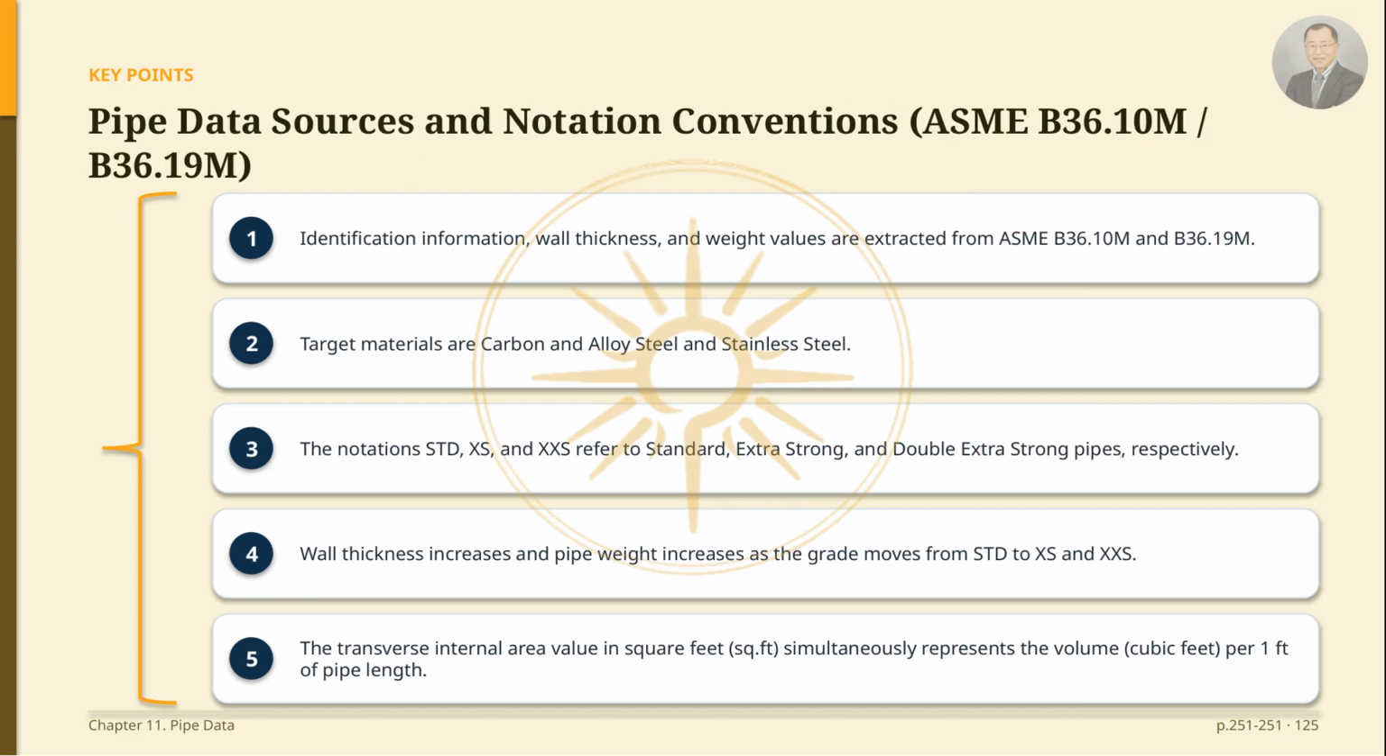Additionally, the internal area value in square feet is identical to the volume value in cubic feet per foot of pipe length, allowing you to immediately calculate the internal volume. Since detailed figures vary depending on design conditions, please first select the material and thickness grade of the required specification, and then refer to the corresponding values for your design.